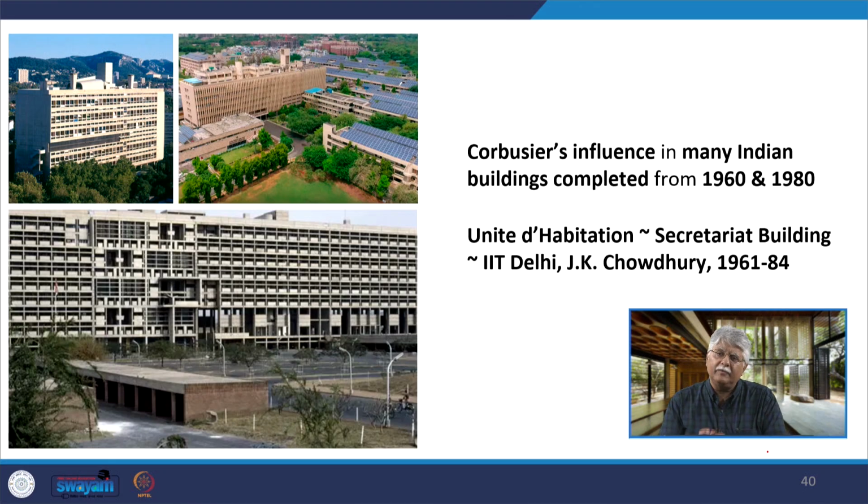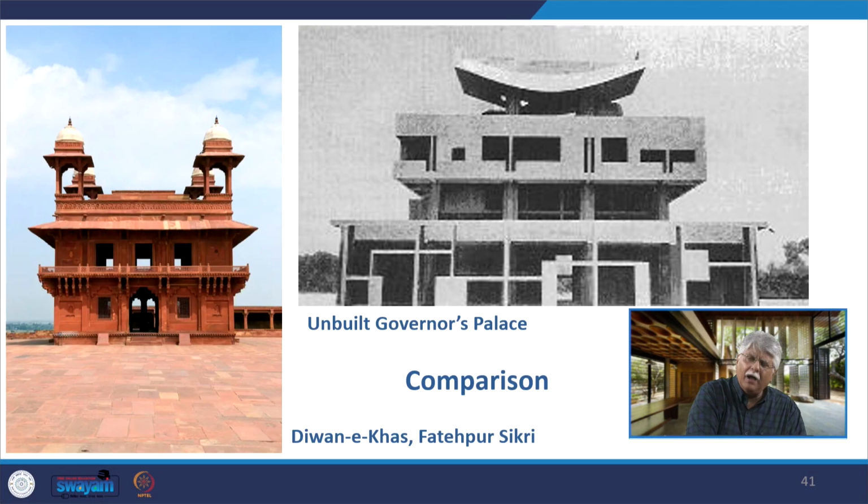Now, Corbusier's influence is seen in many Indian buildings, which he completed between 1960 and 1980. During this period, the buildings that were built in India, like Unité d'Habitation for example, led to him designing the Secretariat building, which led to the design of even IIT Delhi by J.K. Chaudhary from 1961 to 1984. The unbuilt Governor's Palace has been compared with the Diwan-e-Khas of Fatehpur Sikri, and there is no doubt that Corbusier himself was influenced by the works of the Mughal architects.